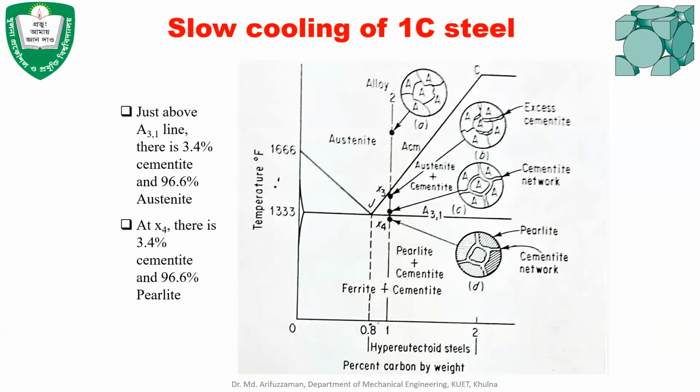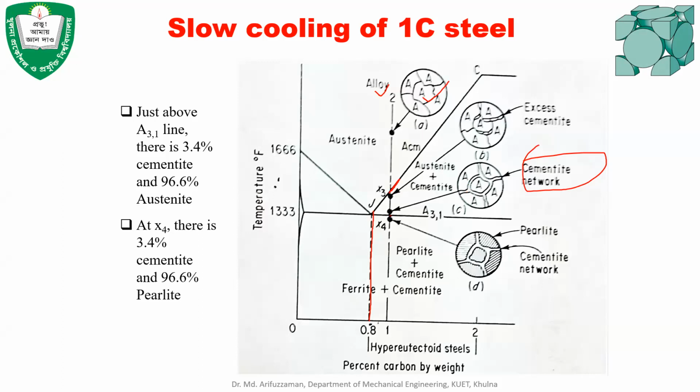So what happens after 0.8% carbon? If you consider alloy 2, there is 100% austenite. All the grains will have austenite. And when the temperature comes below this line, the CJ line, then on the boundary of austenite, cementite starts to be produced. As the temperature drops, more and more of the cementite network will be produced, and there will still be some austenite present.